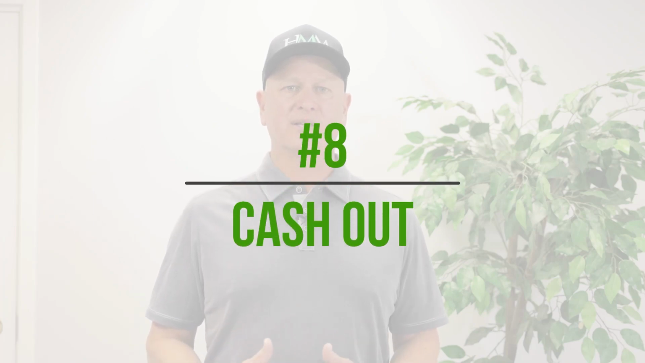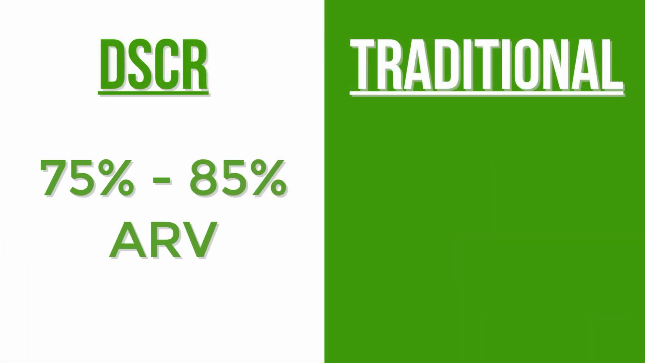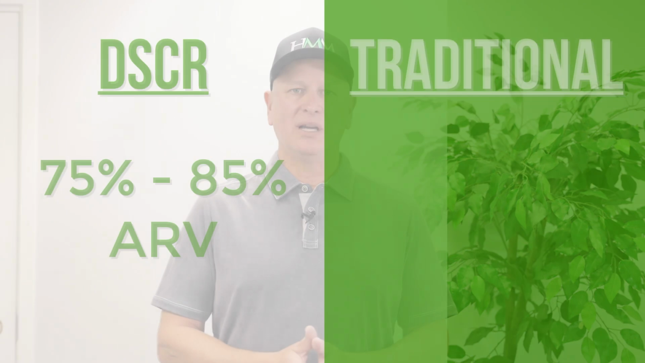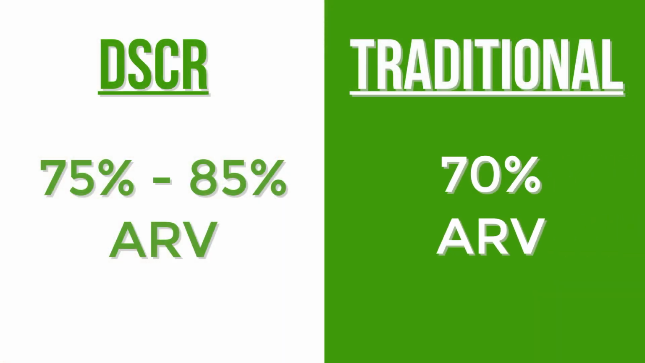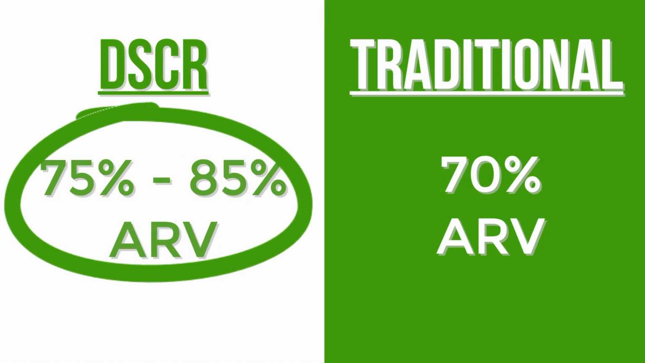Now we're real estate investors. A lot of us are looking for cash out on our real estate. What does that look like? If you're looking at DSCR, you could get anywhere between 75 and 80% of the appraised value. It just depends on your credit, and it also depends on what they call a DSCR ratio. Traditional loans, they max out at 70%. So the difference between the two, there's an advantage DSCR.